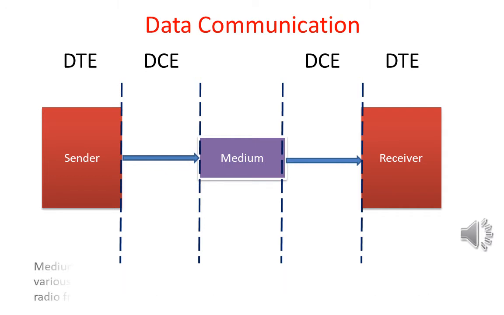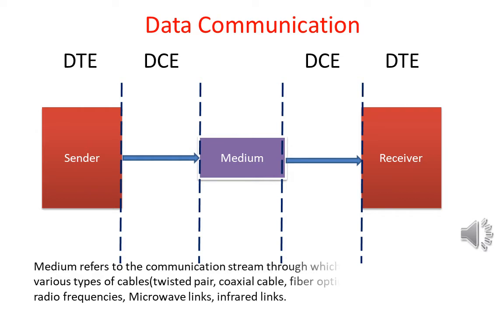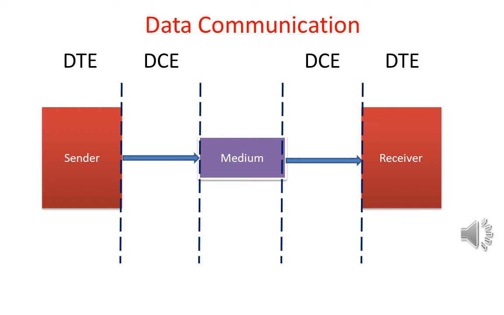Medium refers to the communication stream through which data is transmitted. Examples of some widely used cables are twisted pair, coaxial cable, fiber optics, through which data is transmitted. Radio frequencies, microwave links, infrared links are some other examples.